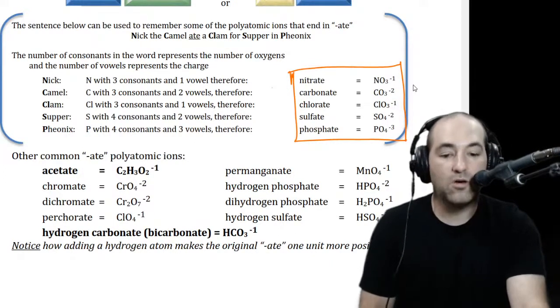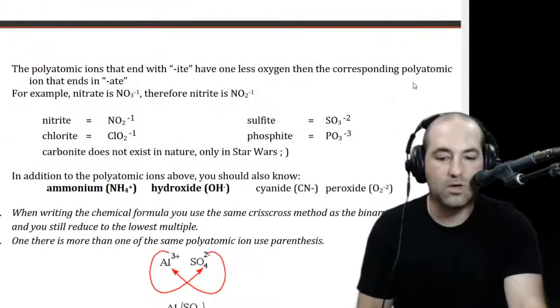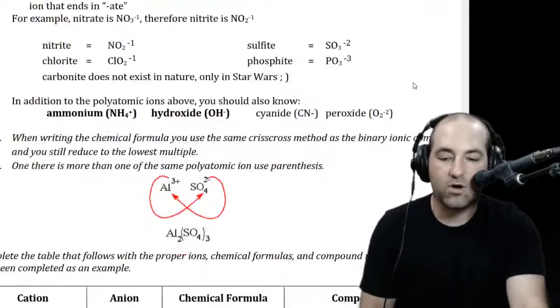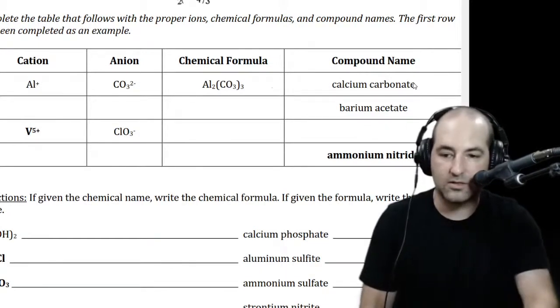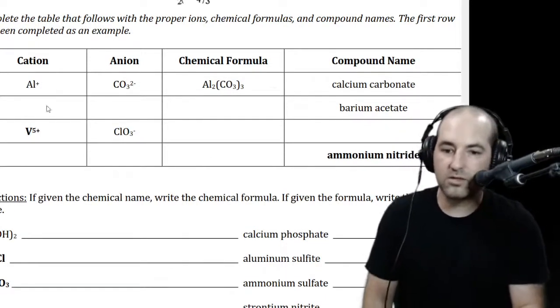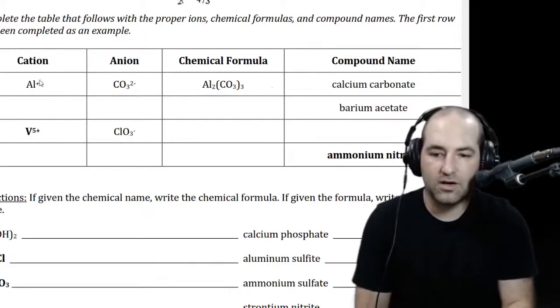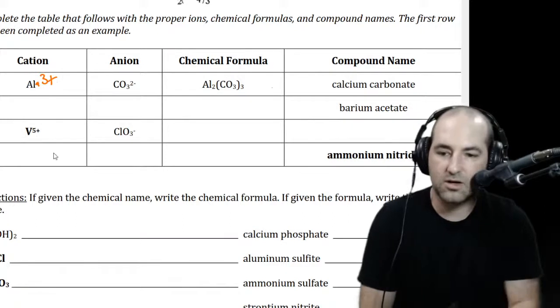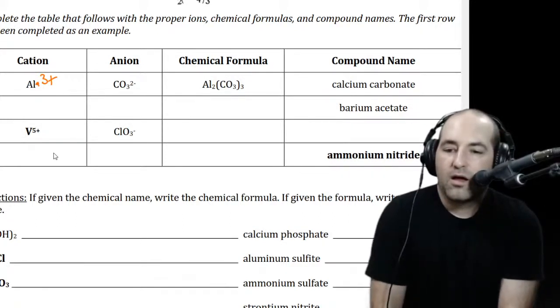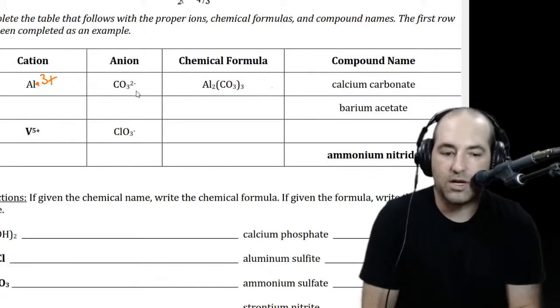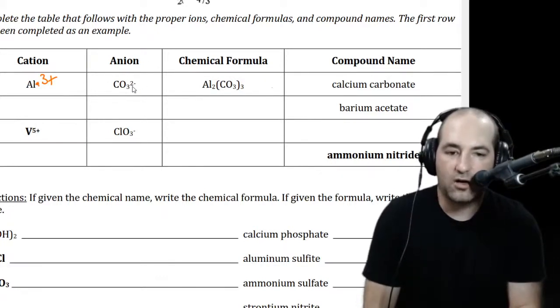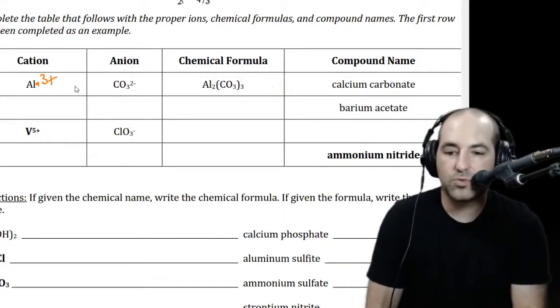But the good news is once you know them, it's no different from all the stuff we've just been doing. So let's look at how we name or write formulas for some ionic compounds that include polyatomic ions. All right, so take a look at this one. Our cation is aluminum, and I don't know why it says plus there. That should be 3 plus. Sorry. In this case, we've got aluminum and carbonate. So our anion is actually this whole thing called carbonate, and this whole thing has a -2 charge. So we're looking at balancing a 3 plus charge with a 2 minus charge.